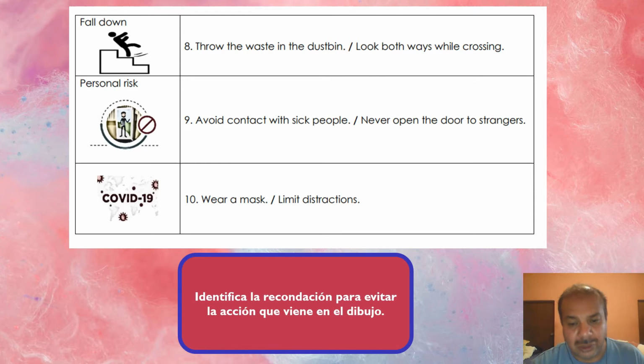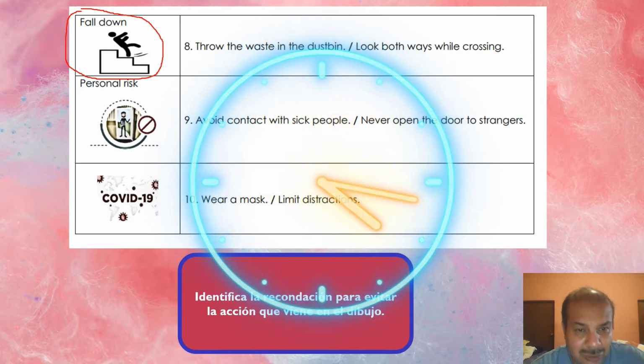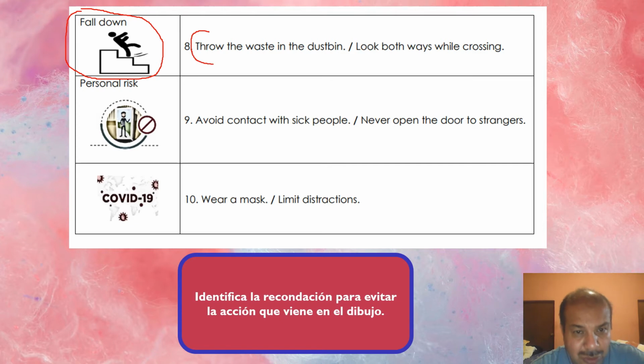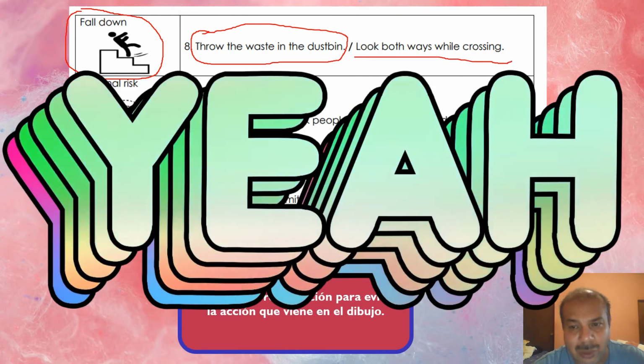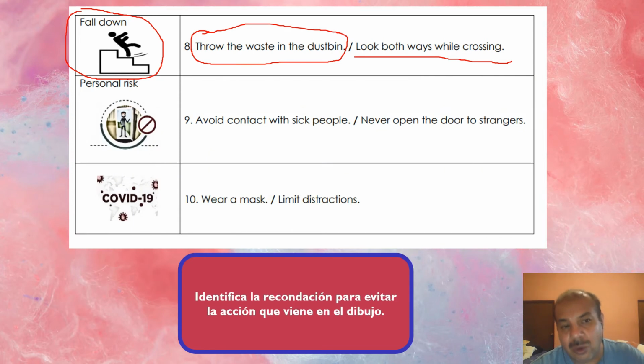Here we go. And here we have again 3 different questions. The number 1, fall down. What is the best option to avoid falling down? We have these 2 options. Throw the waste in the dustbin is one of them, or the second one, look both ways while crossing. You're going to decide, ustedes tienen que decidir cuál es la mejor forma de prevenir falling down or fall down.